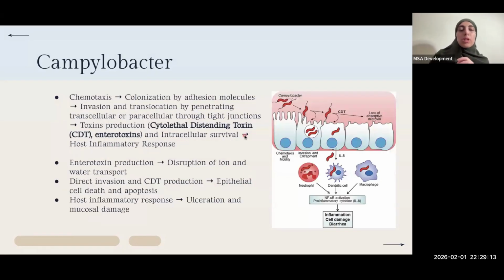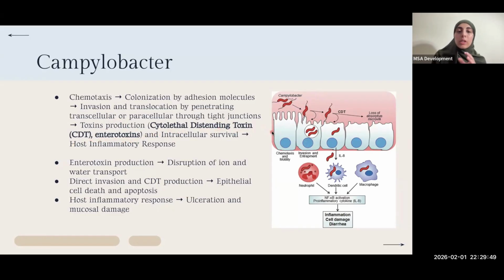Now, how does it cause infection? First, you have chemotaxis, so the Campylobacter will go into the lumen, and then it will move through the lumen, and then it will use adhesion molecules to colonize on the surface of the mucosa. Then it will invade and translocate by penetrating into the cell. It will go into the cell and between the cells, okay? Transcellular and paracellular through the tight junctions. Then it will produce a toxin, which is called cytolethal distending toxin, CDT, okay?